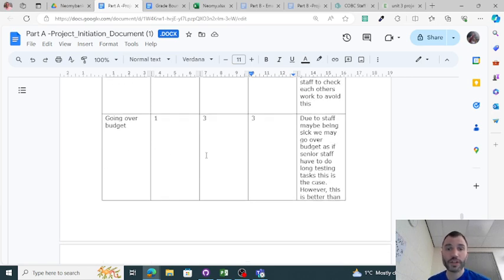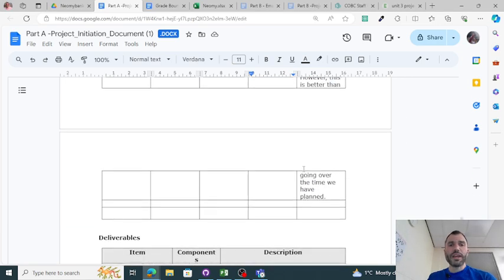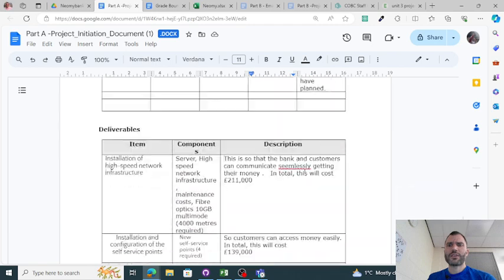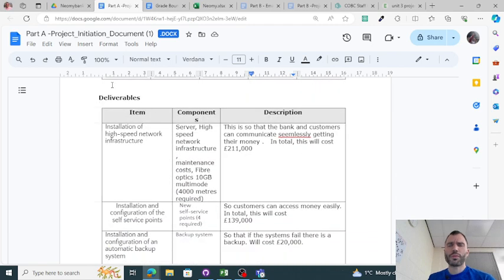Risk of going over budget, more than possible. If staff are sick or there's delays, we have to hire in, we have to put a more expensive resource on a task. Yeah, so those are risks. Really spend time thinking about those. So what do you think? What risks did you get? Let me know in the comments.